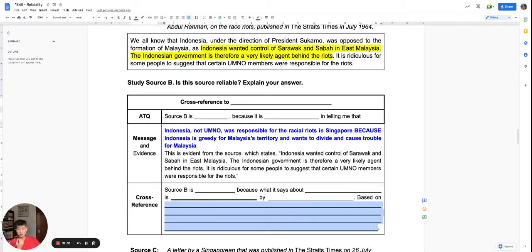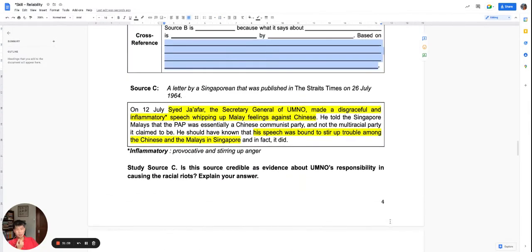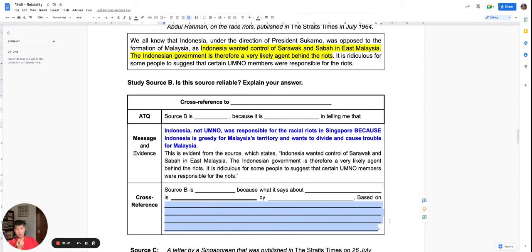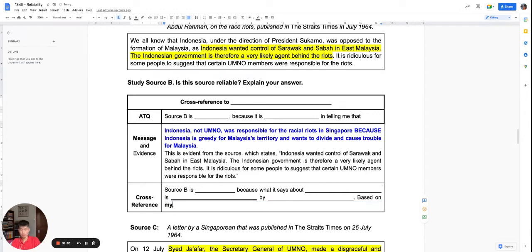Your choice. So the other two sources in this worksheet clearly blame UMNO. So clearly this source is isolated. If you were to do a cross-reference, you would conclude that this source is not reliable. We could do that. We could use another source. But in this case, I will go for contextual knowledge because contextual knowledge is very easy to access and you yourself know the history of the time. So based on my contextual knowledge, what do I know?